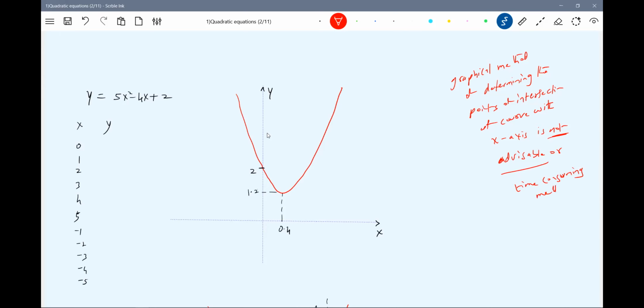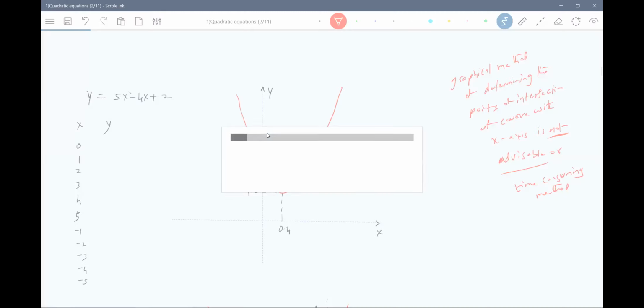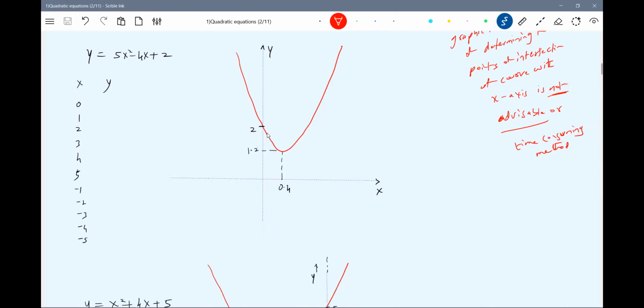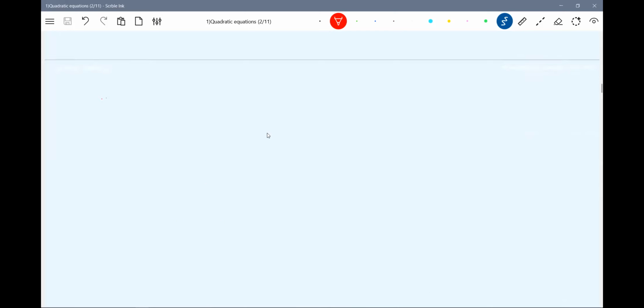Time consuming method. So I want now a very systematic approach. For that purpose, we introduce the idea of the quadratic equation. Fine. Why do we have to learn it? There's only that reason. So let me directly start here now. Our topic is first to find out the point of intersection. What is our purpose? Point of intersection.